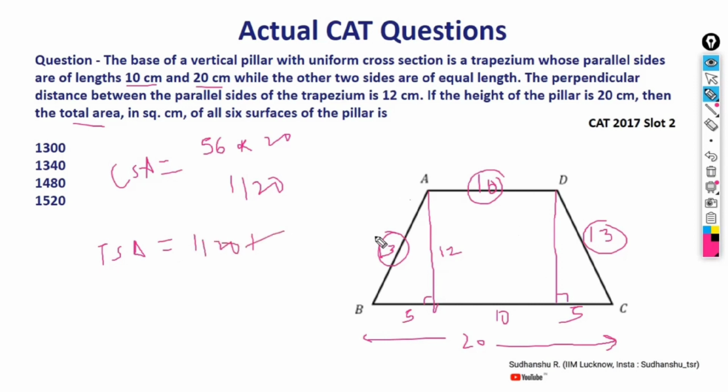And total surface area will be curved surface area, which is 1120, plus twice the area of the base. What is the area of the trapezium? It is given as half into sum of parallel sides, 10 plus 20, which is 30, into the altitude, which is 12. This becomes 180. So twice the area of the base, so 360. The answer to this question is 1480.